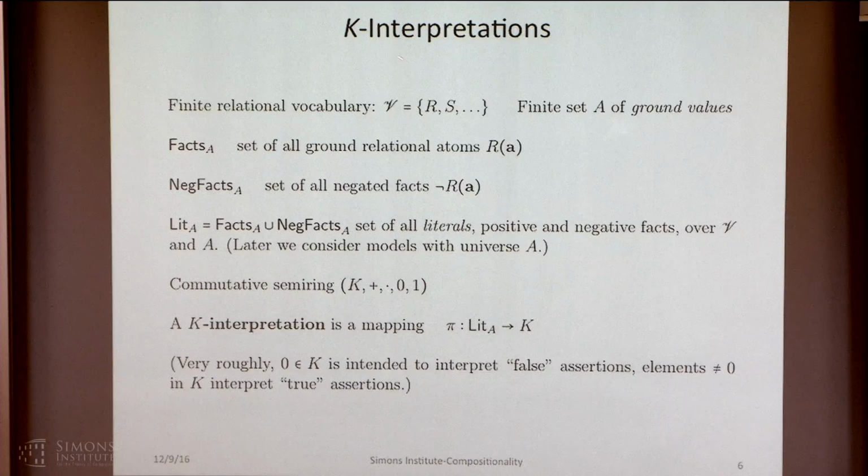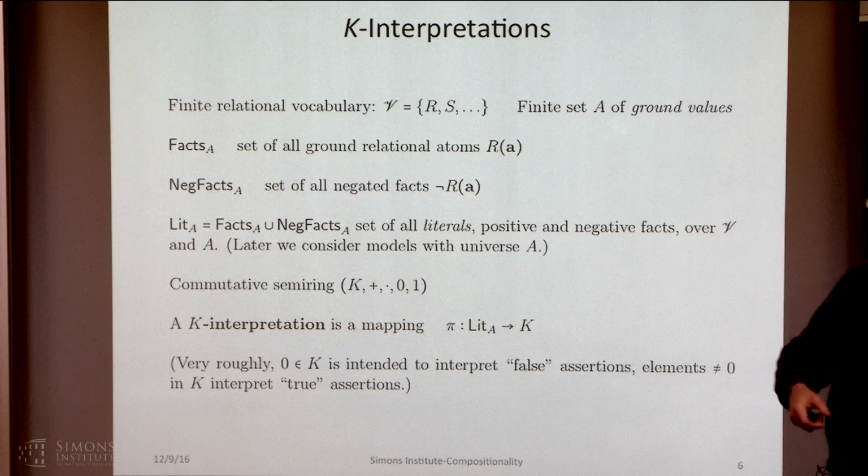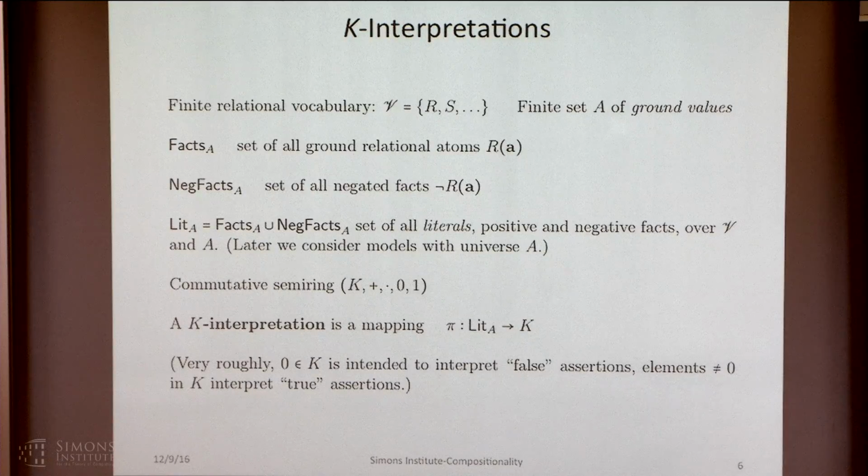Now, an interpretation for a semiring K, a commutative semiring K, and the terminology I'll use, a K-interpretation, is absolutely simply a mapping from the literals to K. So I'm just associating to every literal an element of the semiring. Whether provenance or cost or confidence or access control, whatever, all those things will be things we can exploit.